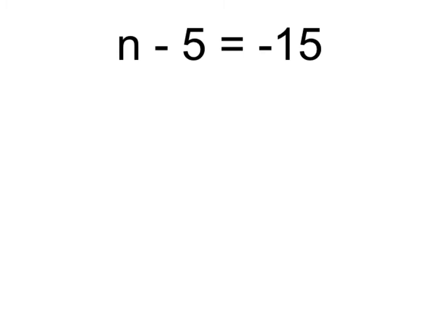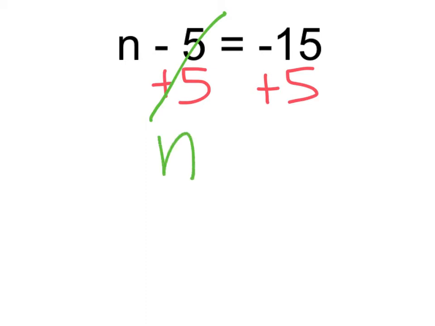n minus 5 equals negative 15. We know that we need to get the n by itself, always the variable alone, by doing the inverse operation. We're going to do the opposite of subtraction, which is addition. So we're going to add 5 to one side, and then let's add 5 to the other side. And we know that 5 minus 5 is 0, so that cancels out. We could write n plus 0, but that would be weird. Let's simply just write n.